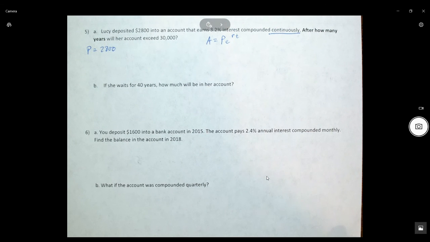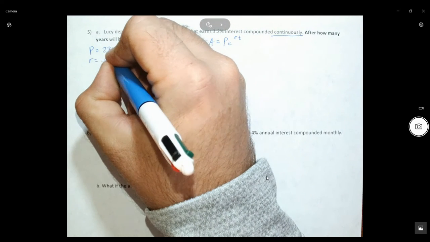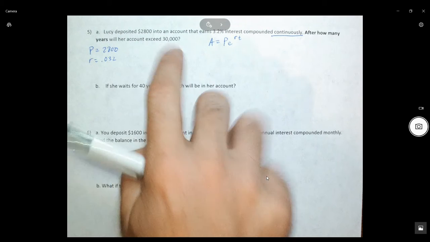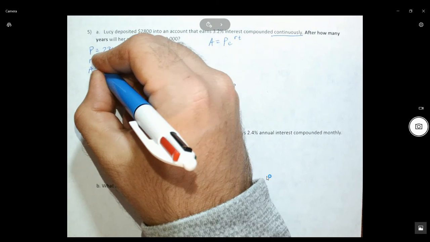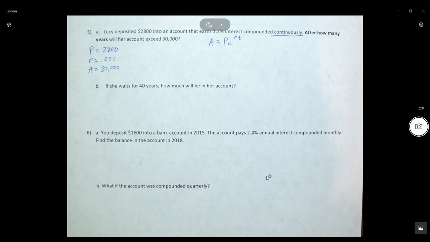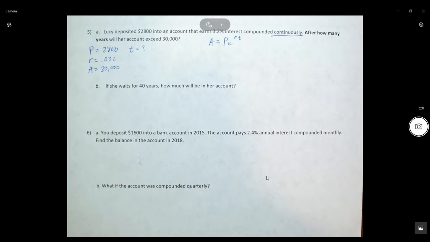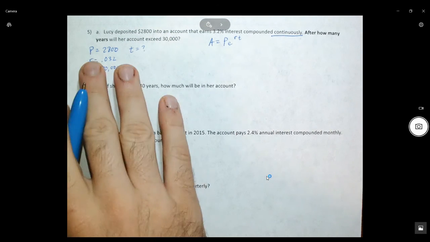All right, 3.2% interest, that's our rate. Remember, we always want to convert that to a decimal, so 0.032. All right, down here we get our A, our ending value. So we know we want to figure out when she has $30,000, which means we need to find our T, or how many years it's going to take her to get there.